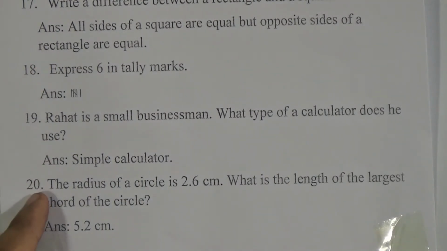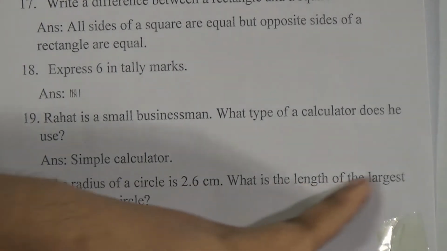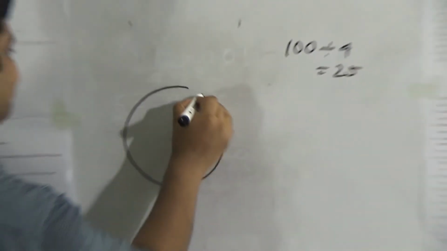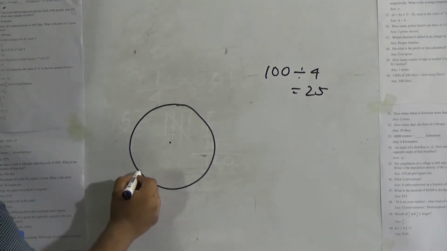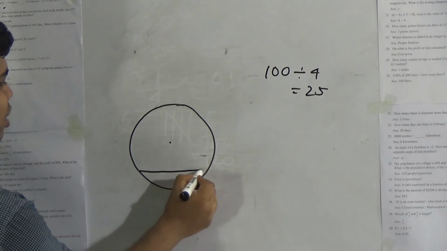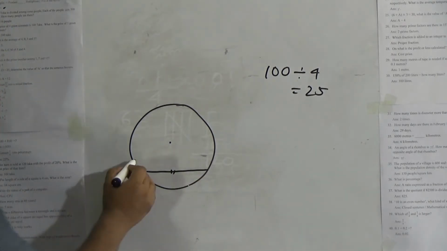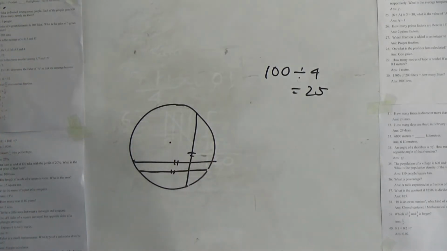Okay, question 20: the radius of a circle is 2.6 centimeters. What is the length of the largest chord of the circle? Dear student, notice, this is a circle and this is the center. When we join 2 points of a circle, we get a chord. This is a chord, this is another chord, this is another chord. But the question asks you to find the largest chord.